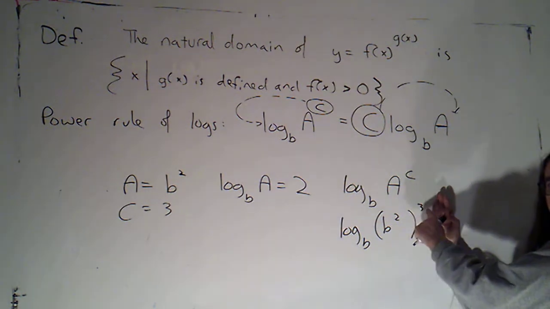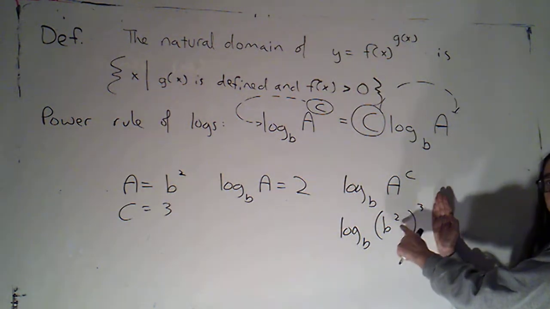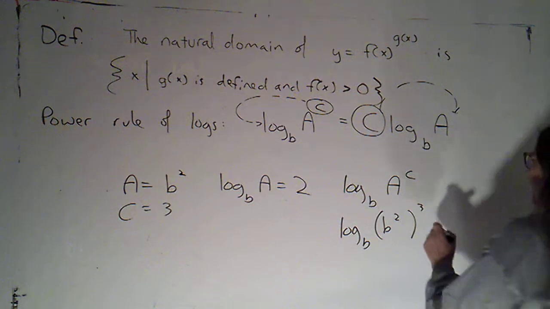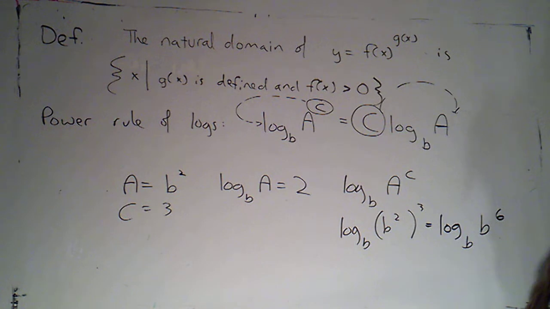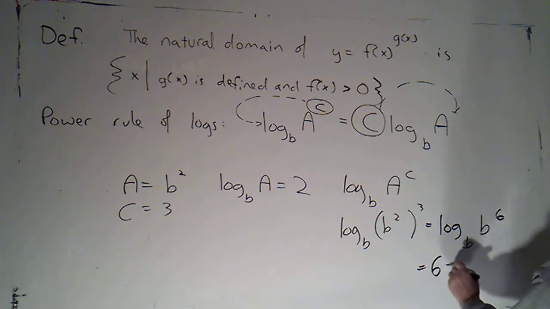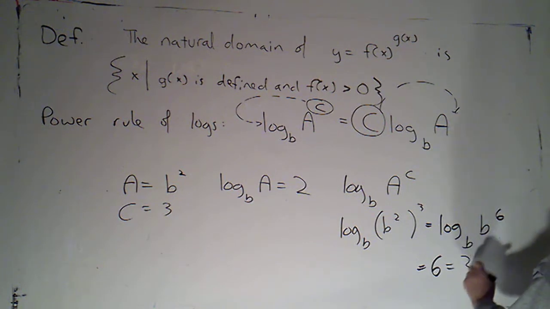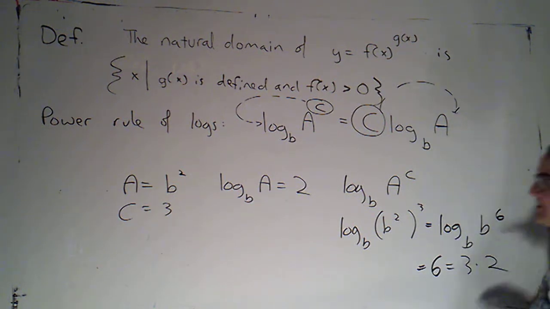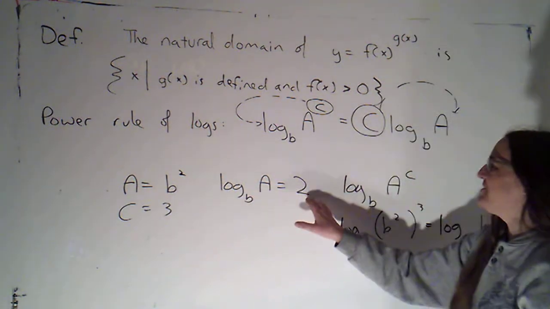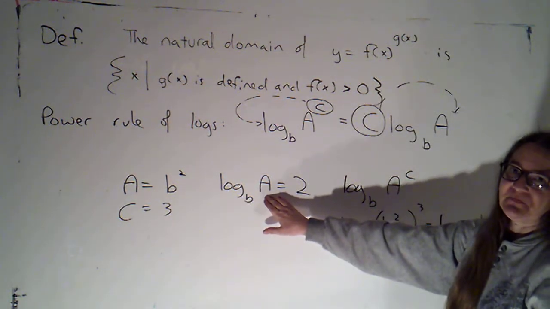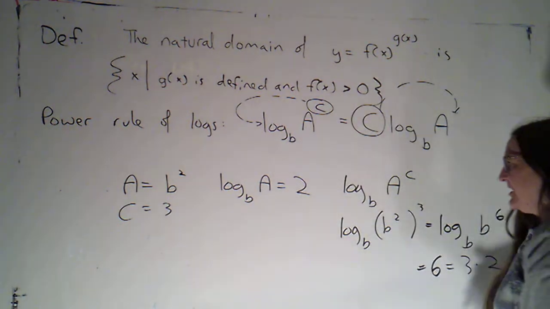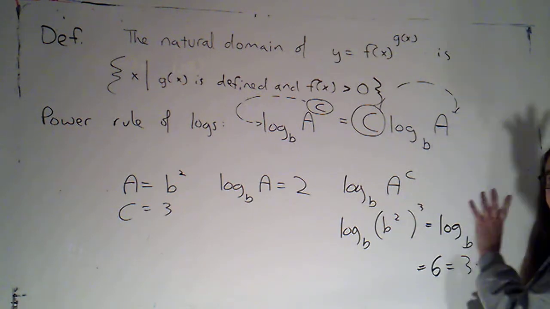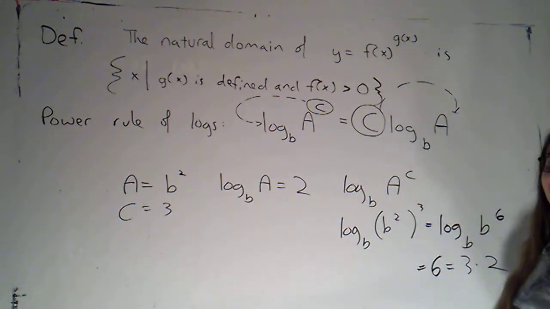We've got a power to a power. When we have a power to a power, I know that I would multiply the exponents. So this would be the log base b of b to the 6th, but that's just 6. And 6 happens to be 3 times 2. 3 is my c, and 2 is the log base b of a. Okay. So this is essentially writing in logarithmic notation the power rule for exponents, that when we take a power to a power, we multiply the exponents.